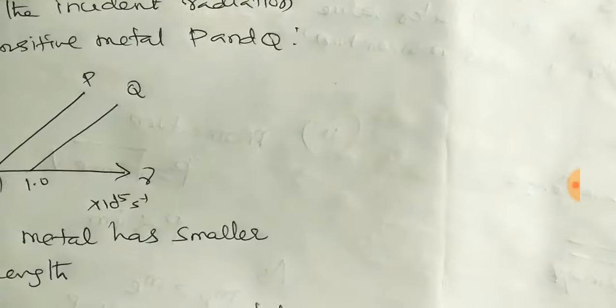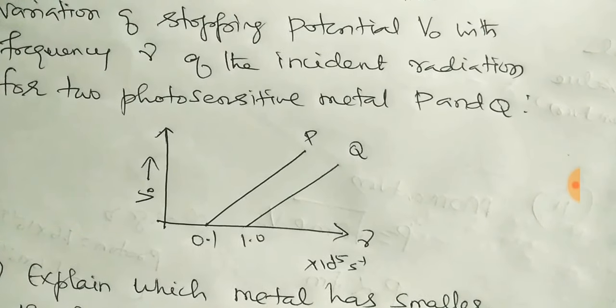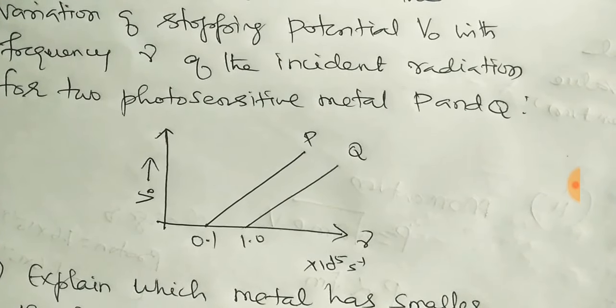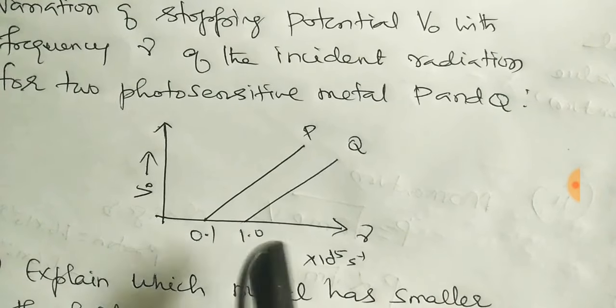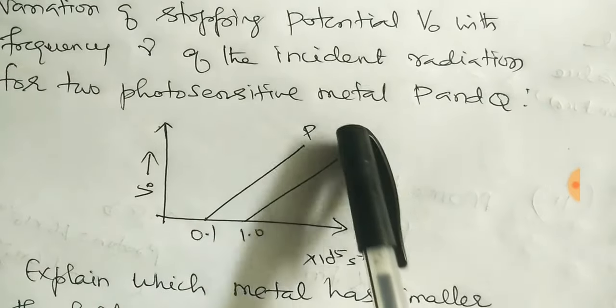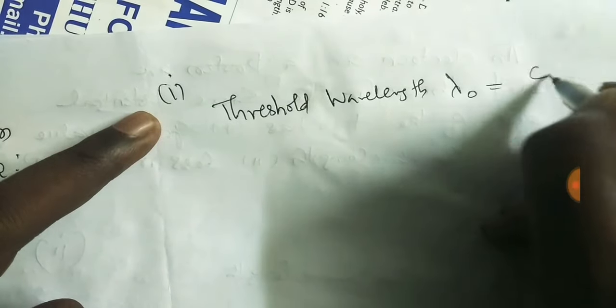I'll solve one by one. Okay, children, what is the first subdivision? Which one has the smaller wavelength? See the graph. Q has 1.0 threshold frequency. P has 0.1 threshold frequency. We know the threshold wavelength equation: lambda naught equal to c divided by nu naught.